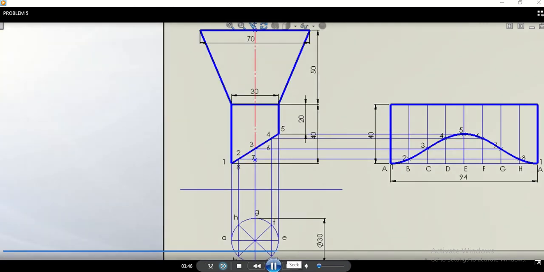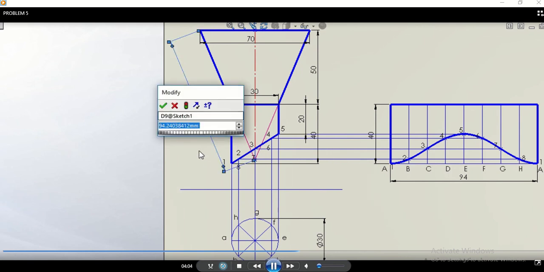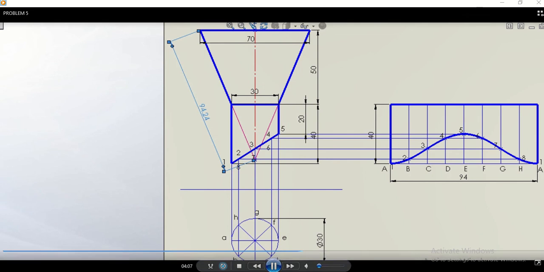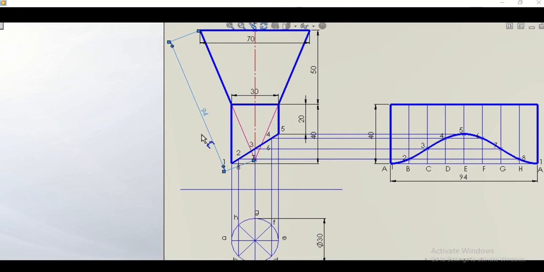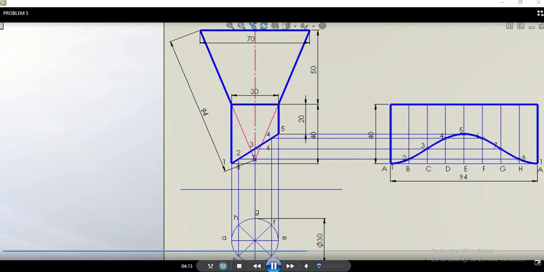And now you need to develop part B, that's the cone part. Here you need to make use of the radial line method. For the radial line method, you need to find out the true length of one of the generators. So to get the true length of the generator, you need to extend this line till these two lines meet at a point. Okay, to get the apex of the cone, you need to extend it like this, and now you need to measure this length. That will be the true length of one of the end generators, and taking that length as the radius, you need to draw an arc.